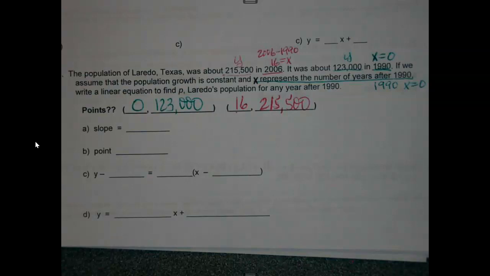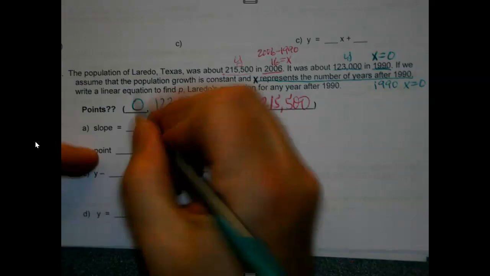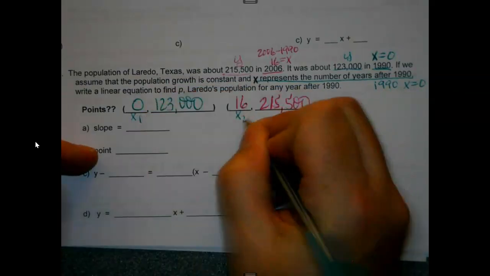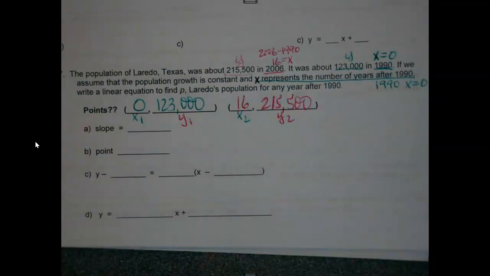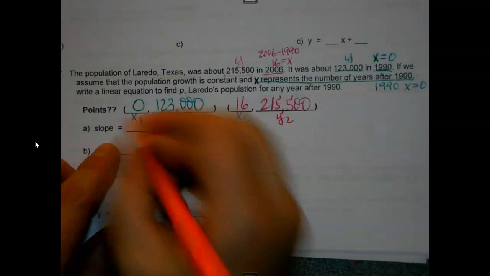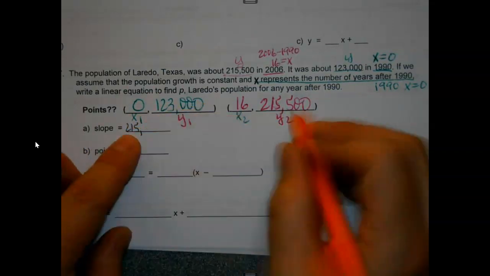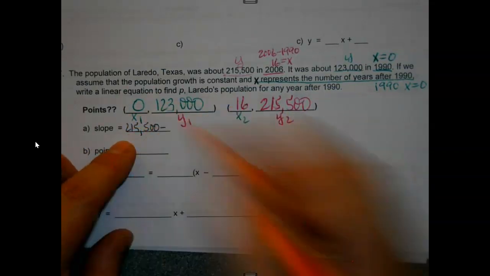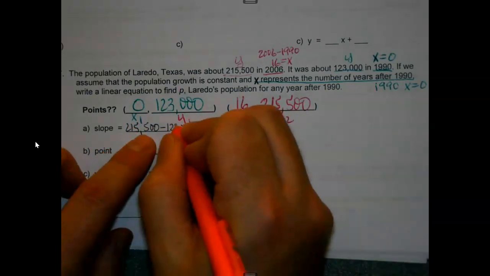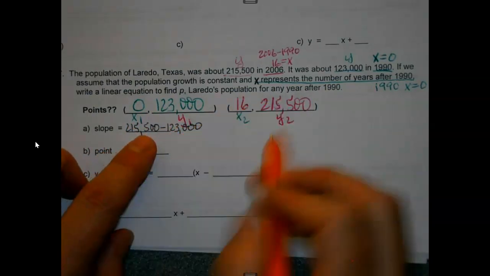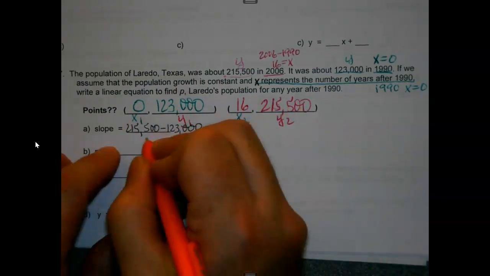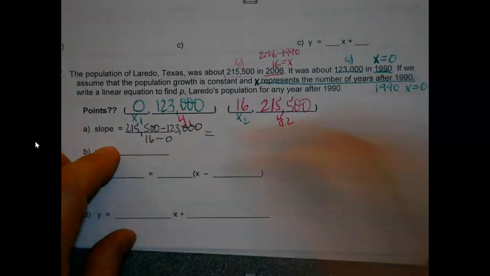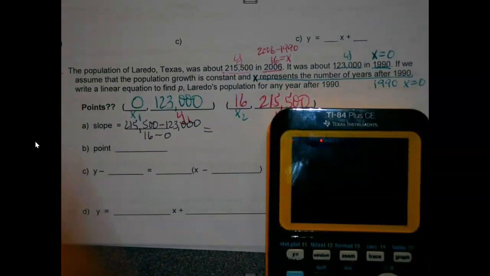Now let's see what normal looks like with these big old numbers. So let's see. x1, x2, y1, y2. All right, let's do this. So big old 215,500 minus 123,000. Just subtract my y's. And then on the bottom, we got 16 minus 0. I cannot do that in my head. I'll admit it.